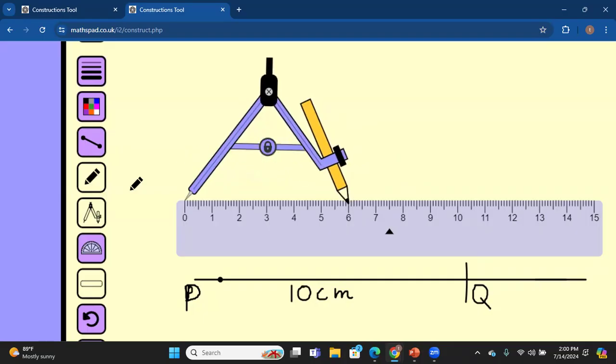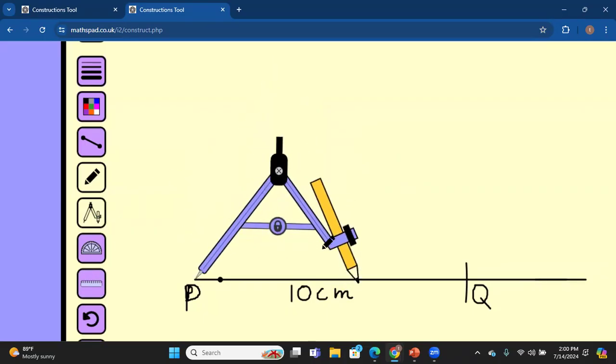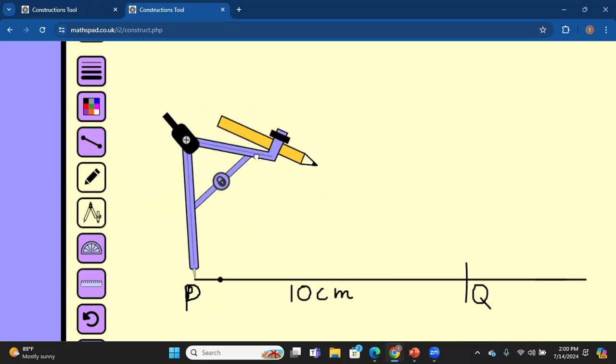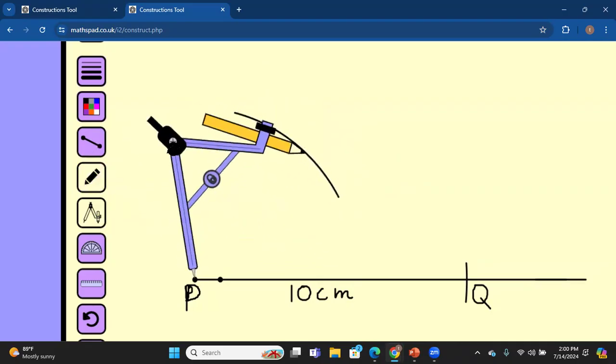I'm gonna lock it in. And so what else we're gonna do? We're going to take our compass, put it at this point, and we're not going to draw it yet. We just want to draw an arc. And this arc is going to be 6 centimeters from point P. That's all you do, just draw that arc.